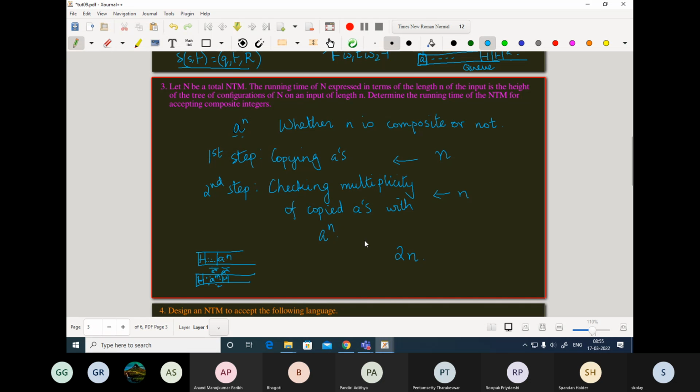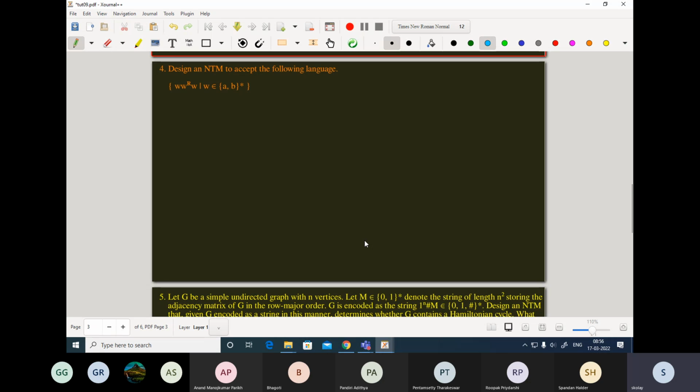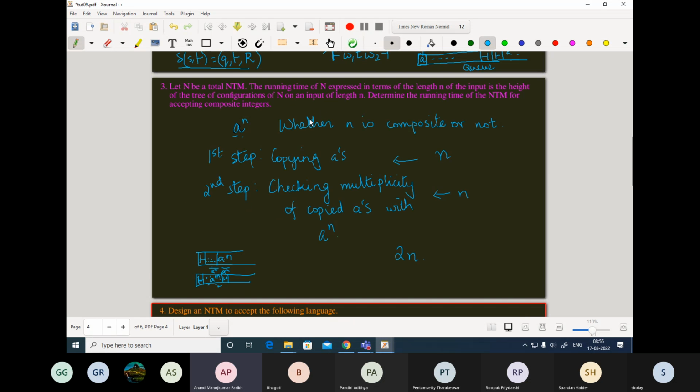Okay, so let's go to the next question. You have to design a non-deterministic Turing machine to accept the language W reverse W such that W belongs to {A,B}*. But ma'am, in the previous question, 2n is for checking for one particular m. Like we'll have to check for all up to something like square root of n, no, right? So that's the power of the Turing machine.